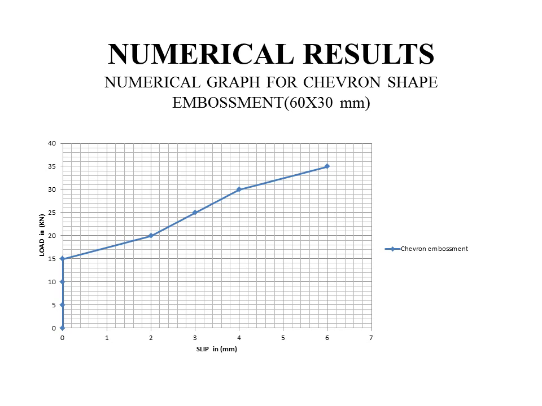This is the numerical result for a chevron shape embossment. The maximum slip that has been resisted by the chevron shape embossment is 6 mm. This shape is more resistive when compared to the two other embossment shapes and the sheet without embossment.